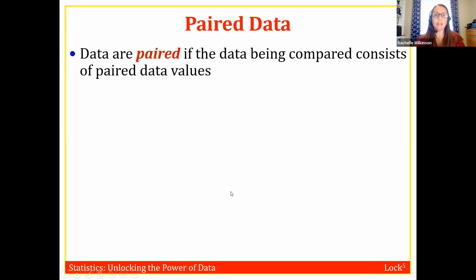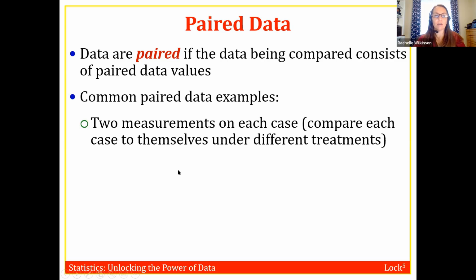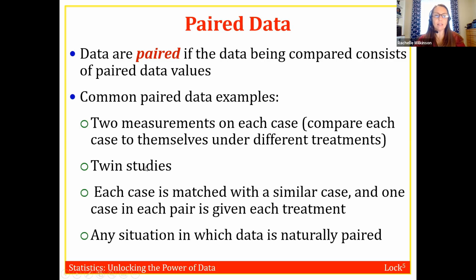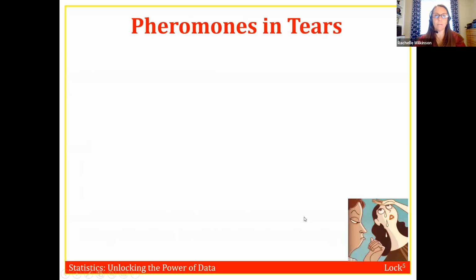So data is paired if the data being compared consists of paired data values. We could have two measurements on each case. We could have twin studies. Each case is matched with a similar case, and one case in each pair is given the treatment, or any situation in which data is naturally paired.